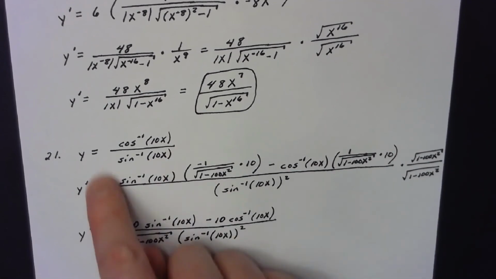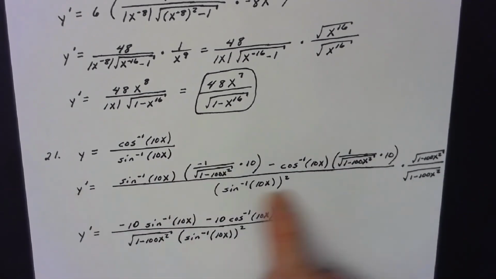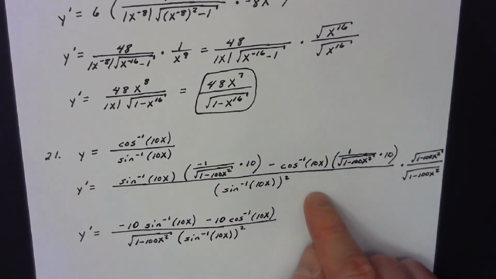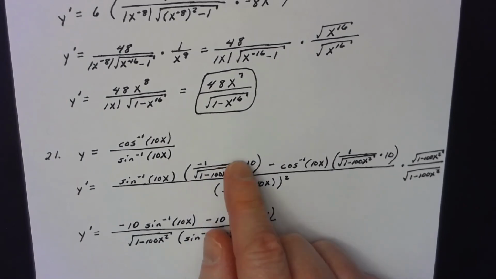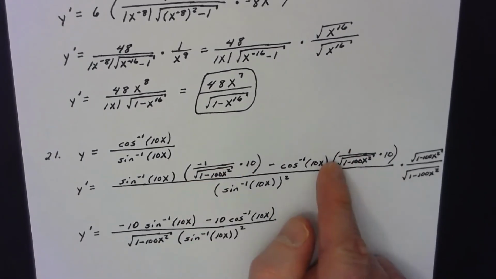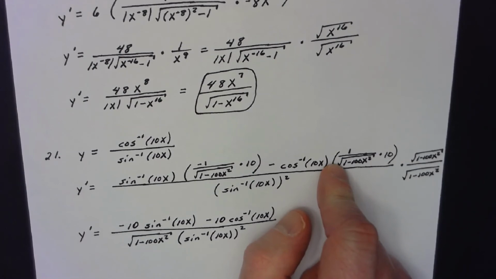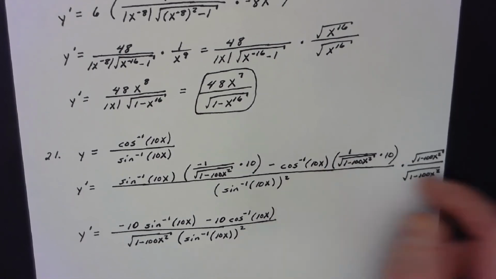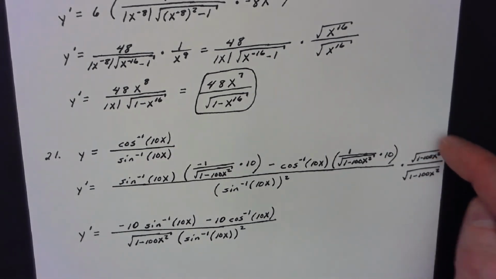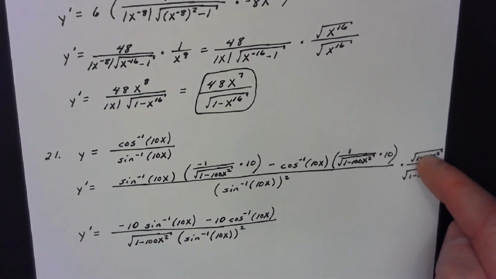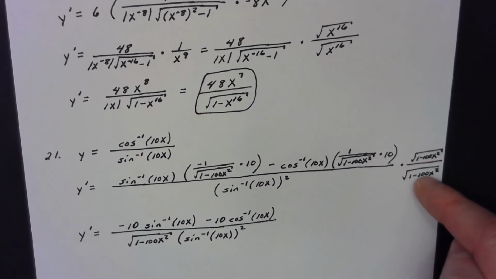Now, this would be a horribly sloppy answer if you tried to leave it like this. So in order to clean up this answer, what I said to myself is I would like to get rid of those fractions in the numerator. Both the first and second term are being divided by the square root of 1 minus 100x to the second. So you'll see I multiplied by an understood 1 by multiplying by that square root of 1 minus 100x to the second in the numerator and the denominator.